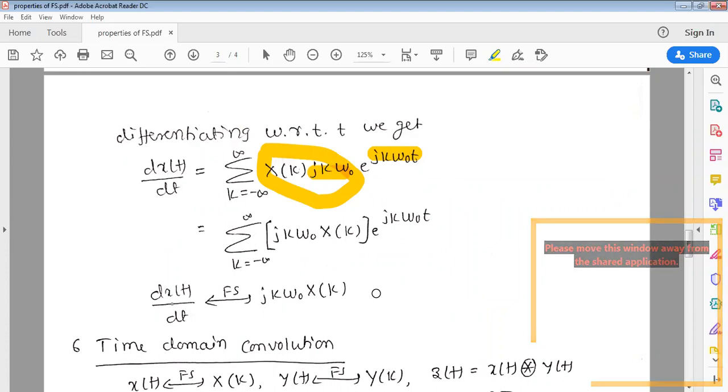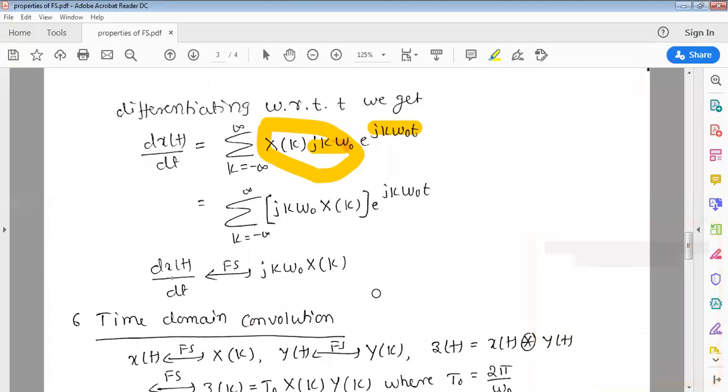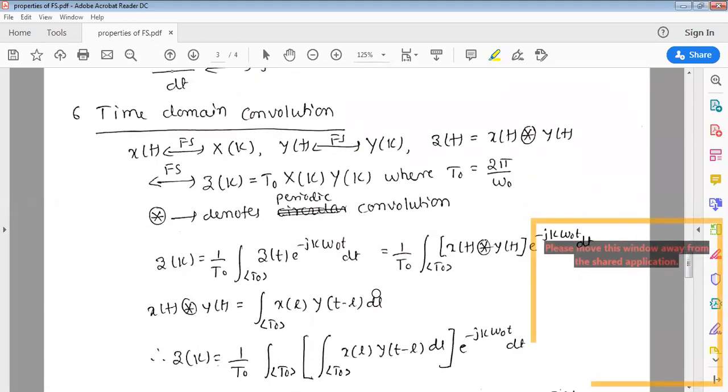Yes, sir. Okay, can you recollect the equivalent property in the Z transform? What is the property in the Z transform? It is the multiplication by n property. If x of n transforms to x of z, then n into x of n transforms into minus z into d by dz of x of z. The same property is written in this manner in the Fourier series. That's all.